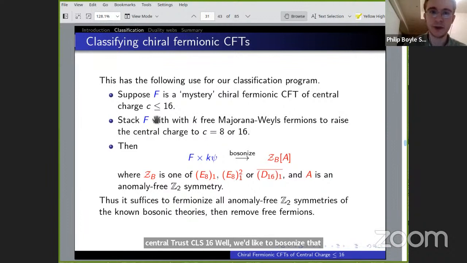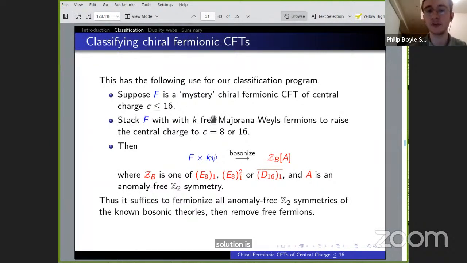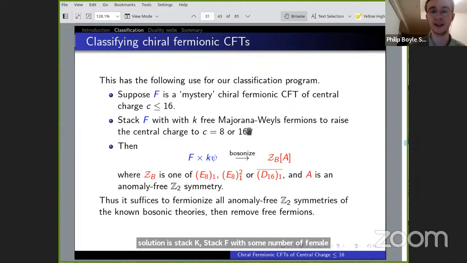But we can't do that because we can only do that when c is a multiple of 8. But if it's a mystery CFT, c could be anything. So the solution is to stack F with some number of free Majorana fermions to raise the central charge to a multiple of 8, which is either 8 or 16.